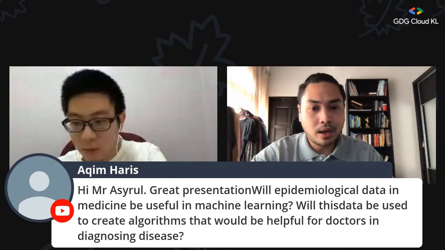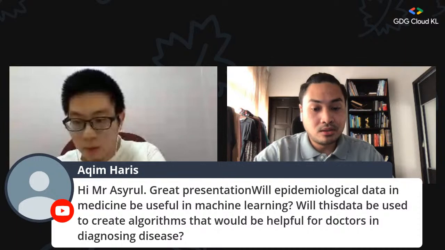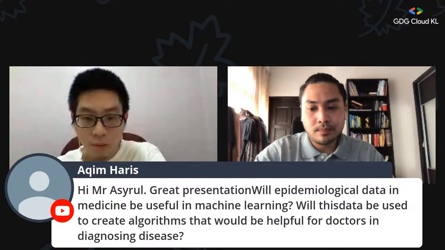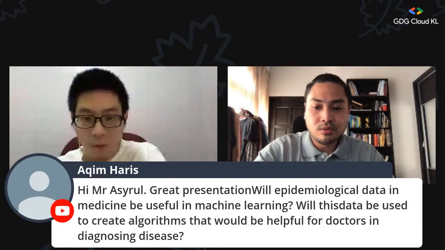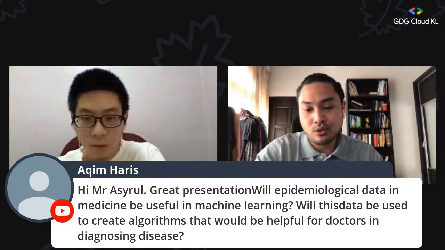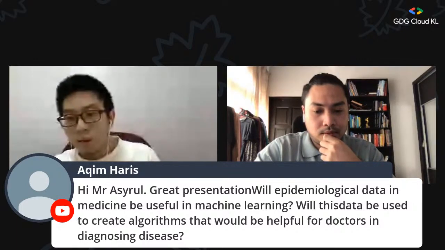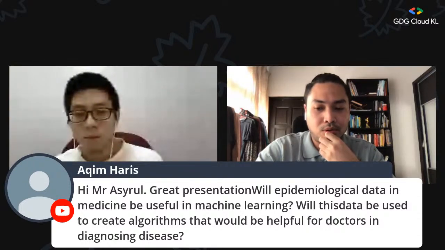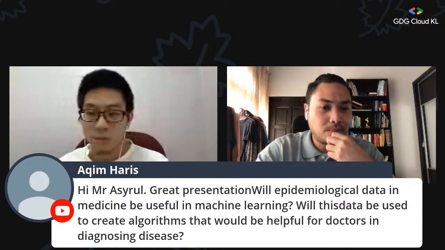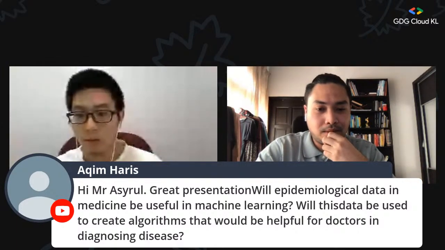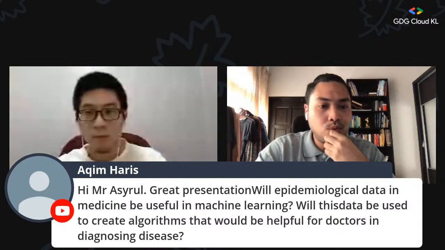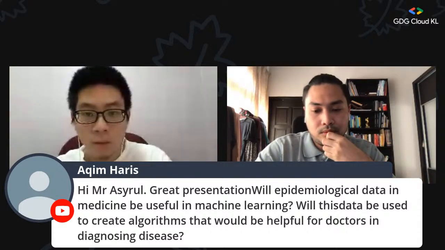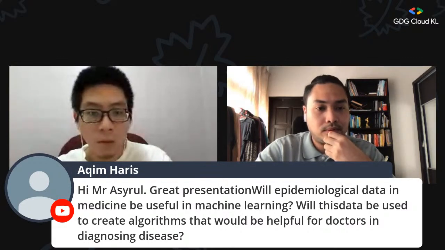So in this case, epidemiological data is really useful when it comes to epidemics or pandemics, when we don't know what to do. Like what Bill Gates said in his talk many years ago, we don't know what to do when something like an epidemic or a pandemic happens. So whatever data you have, it will be useful. You just need to know what information it has and what problem it can solve. Yes.